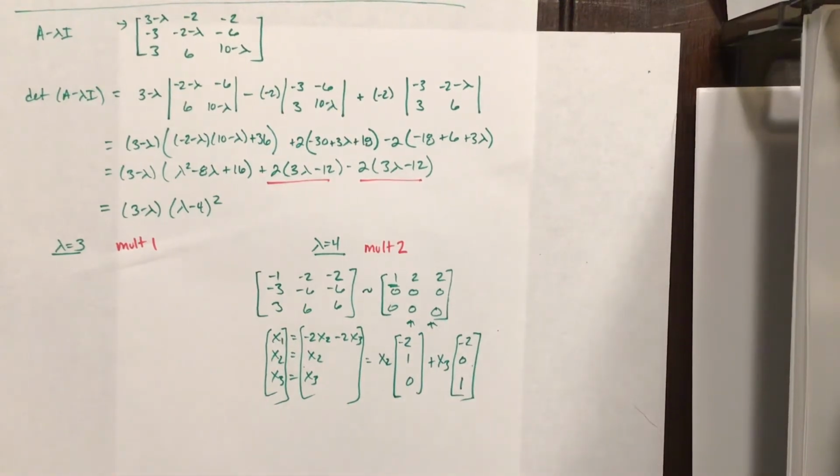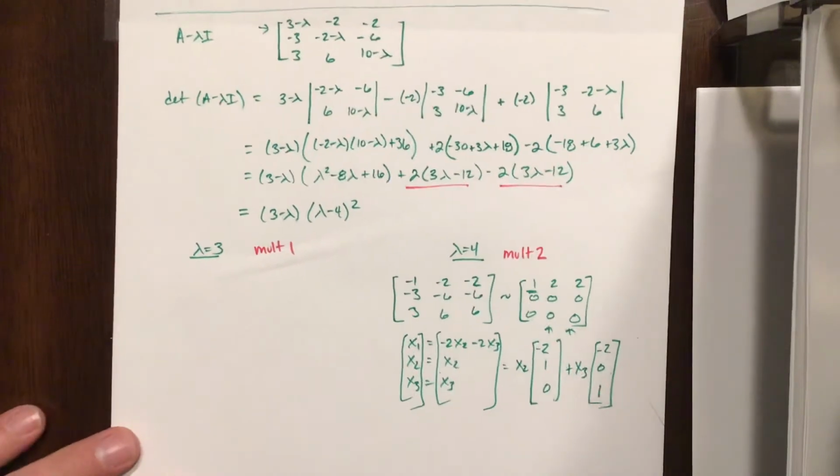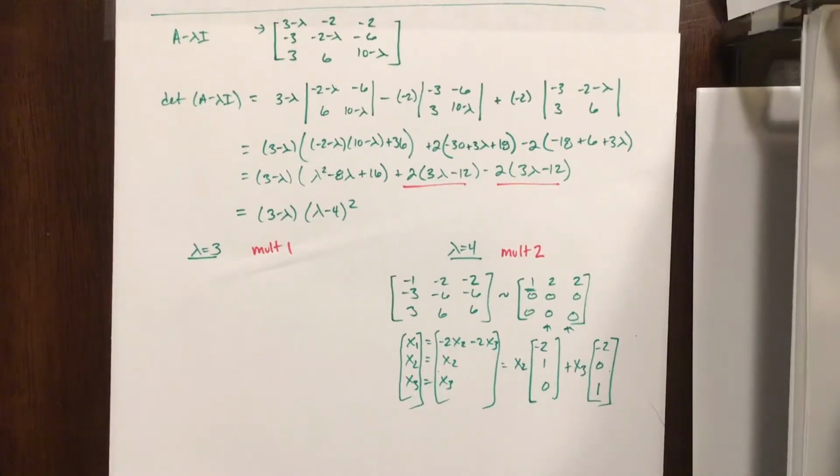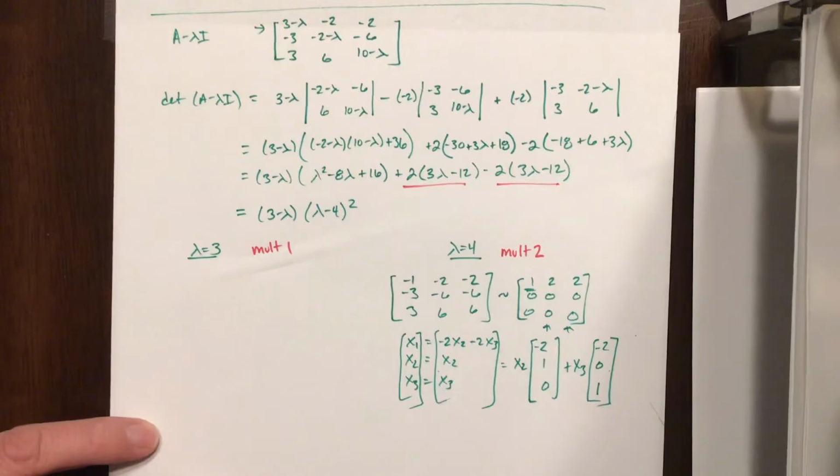There you go. So there's two linearly independent eigenvectors associated with it. Therefore, we're going to have a complete set of eigenvectors. Thus, this is going to be diagonalizable. So it's okay to proceed.